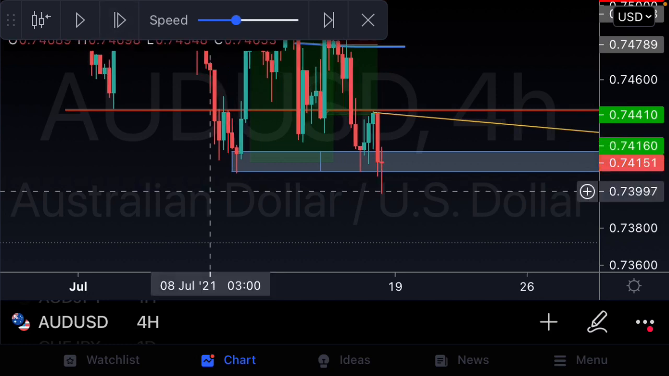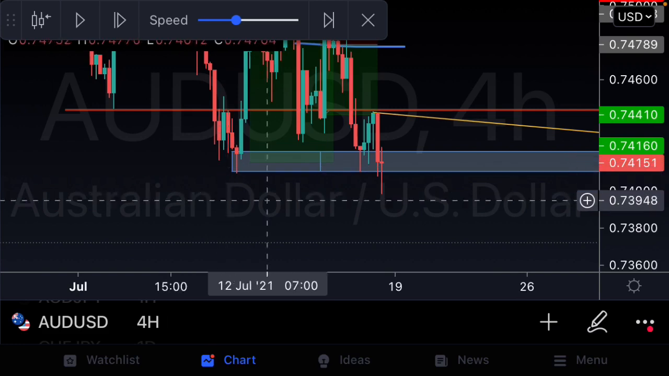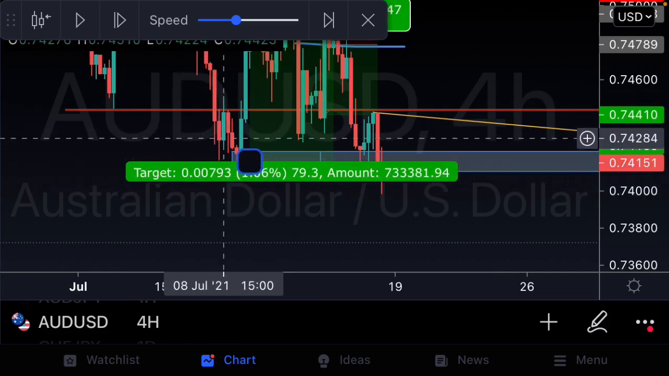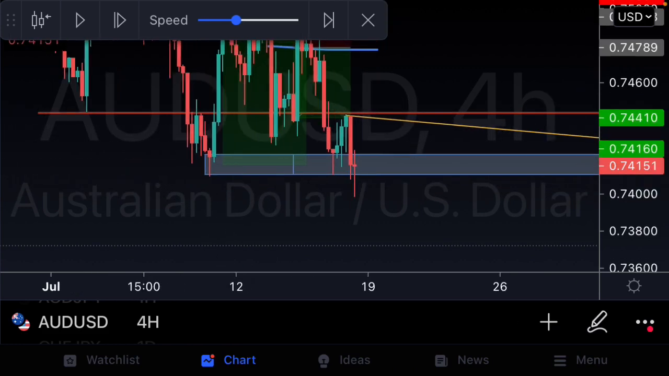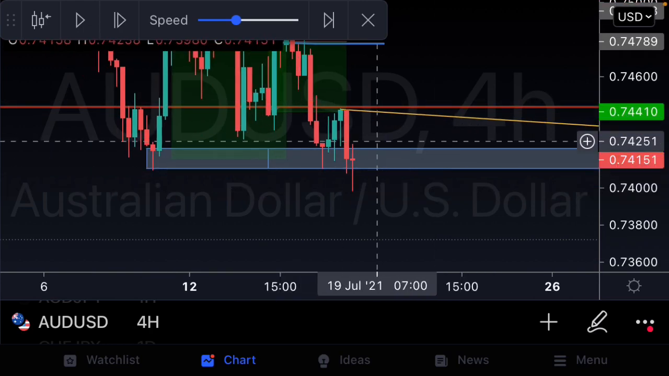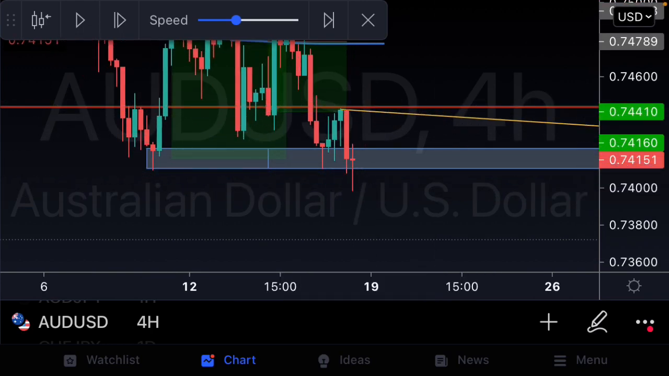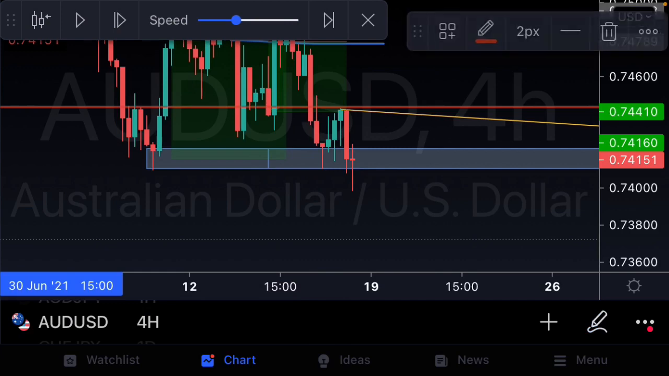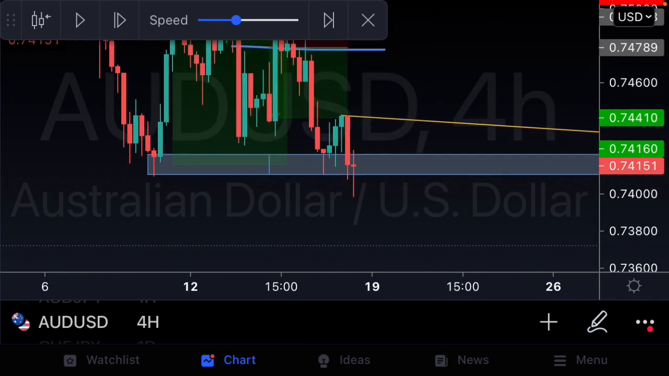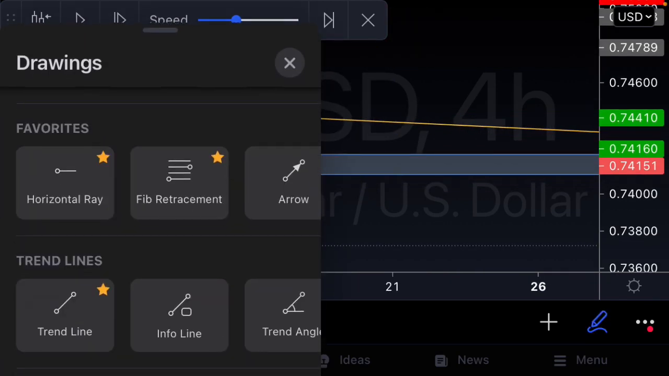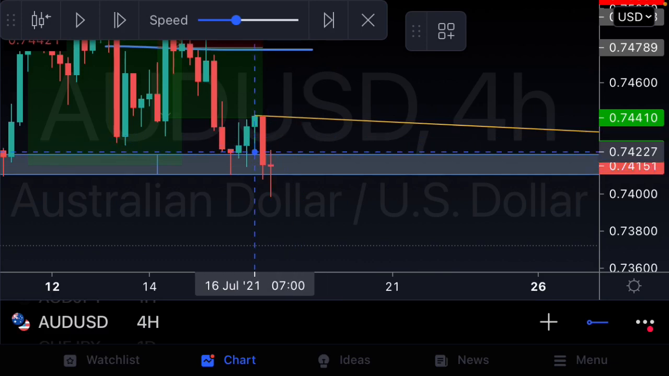Okay, cool. Now that we've violated, guys, we've violated these previous lower structures over here. So obviously, now that we've violated those previous lower structures, we look at this bullish candlestick that was the origin of this move to the downside, which is, let's just get a horizontal ray, which is, we just put that at the low of our candlestick, which is over here.